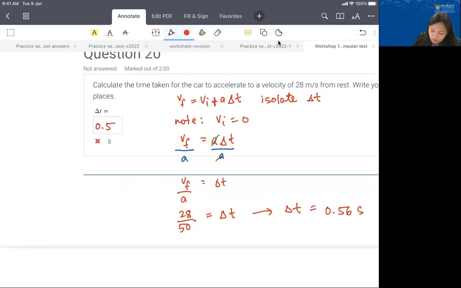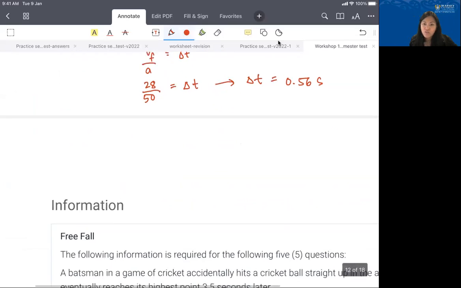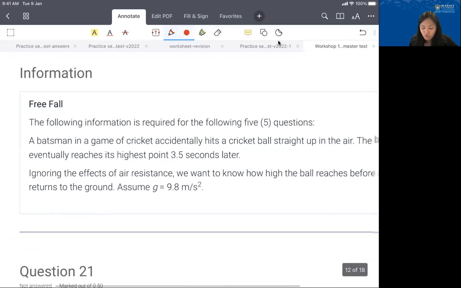So 0.56, 2 decimal places. I think if you don't write with the correct decimal place, you'll be deducted half a mark for that. So you'll still get partial marks for that, but it's a pity if you get a deduction. So pay attention to the instructions as well.